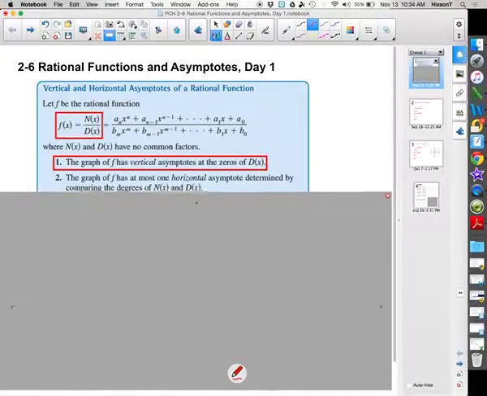A second thing here is that the graph is going to have at most one horizontal asymptote. We're not going to have multiple horizontal asymptotes. And sometimes we won't have any at all.